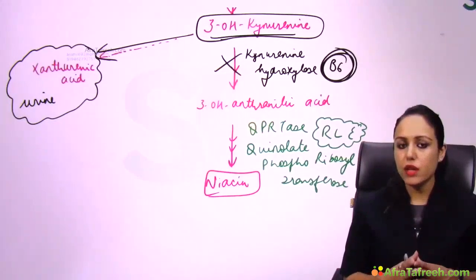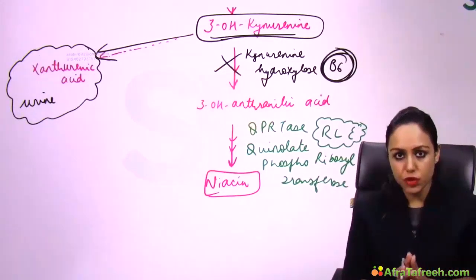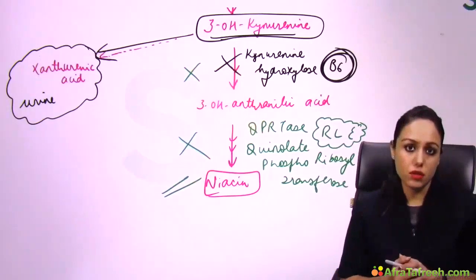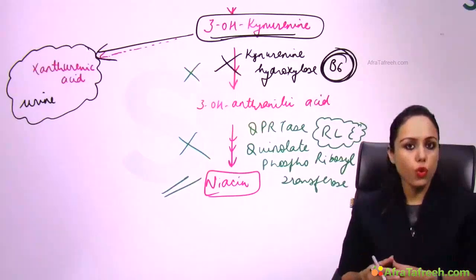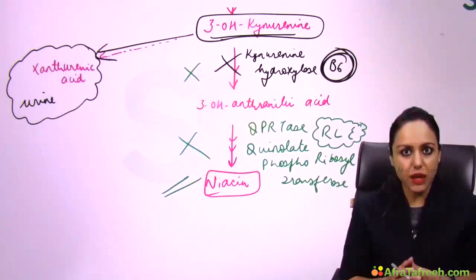And can I also say that deficiency of vitamin B6 will also lead to vitamin B3 deficiency, and that is niacin. Because if B6 is deficient, these steps will not occur. So niacin is not formed in body. So in B6 deficiency, we also are having pellagra-like symptoms. That is, deficiency of B3 is known as pellagra, right?